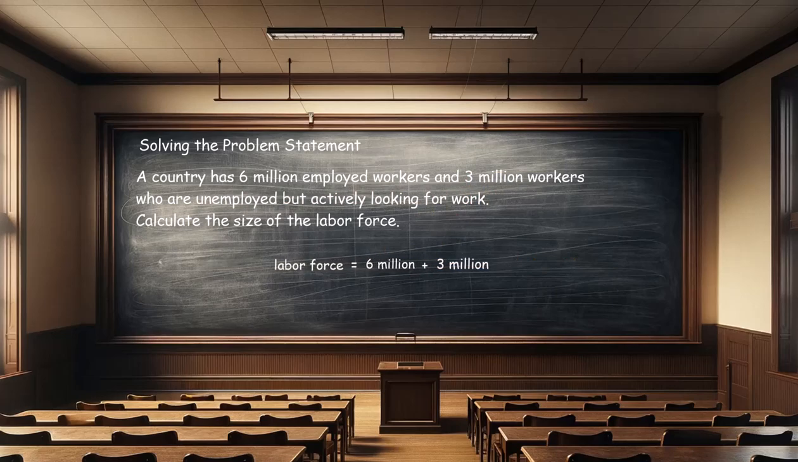Fourth, add the number of employed workers to the number of unemployed workers actively looking for a job. In this example, the number of employed workers is 6 million and the number of unemployed workers actively seeking jobs is 3 million. So adding them together makes the labor force 9 million workers.